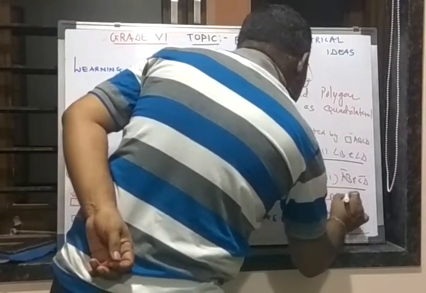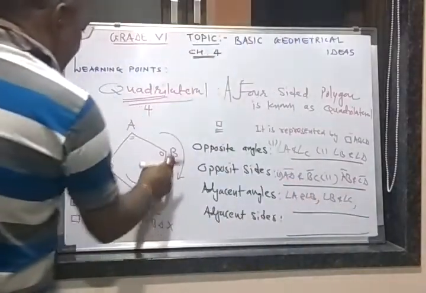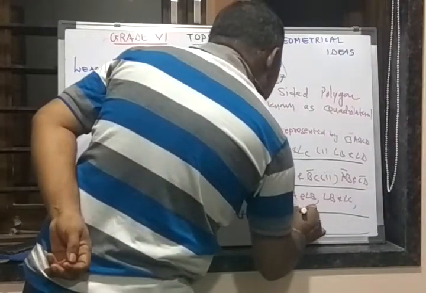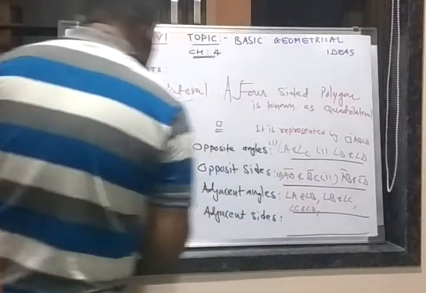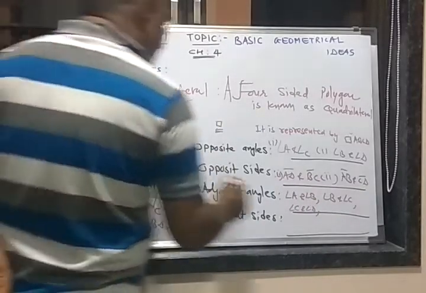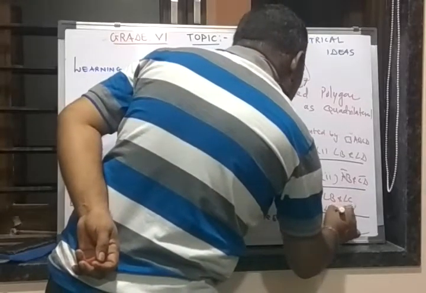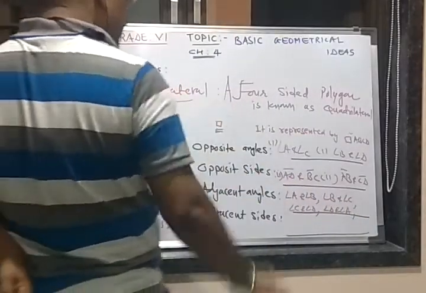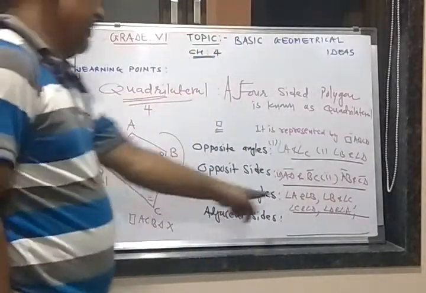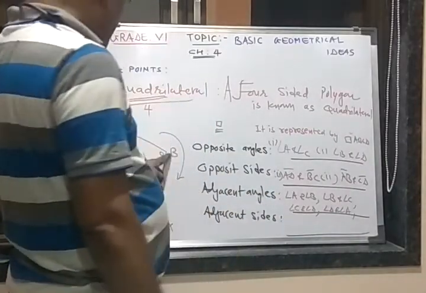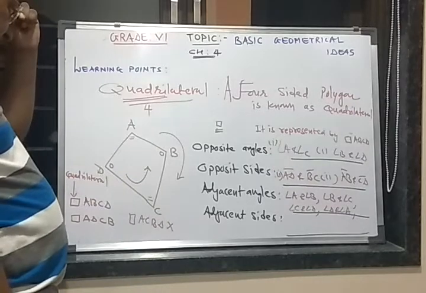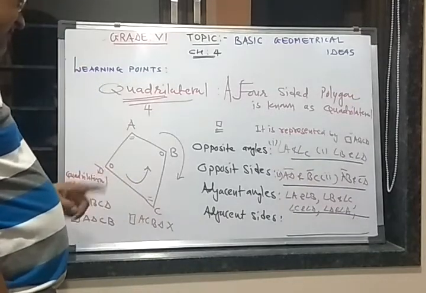Angle B and C are adjacent angles. Angle C and D. D and A. Angle A and B will come, right? D and A, then A and B. So these and these are adjacent pairs. These and these are adjacent angles.